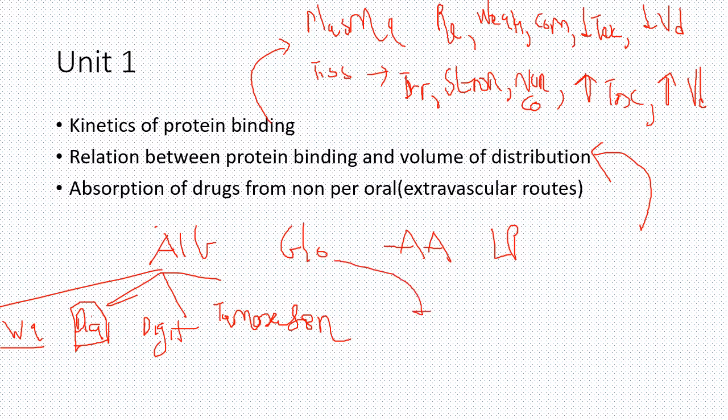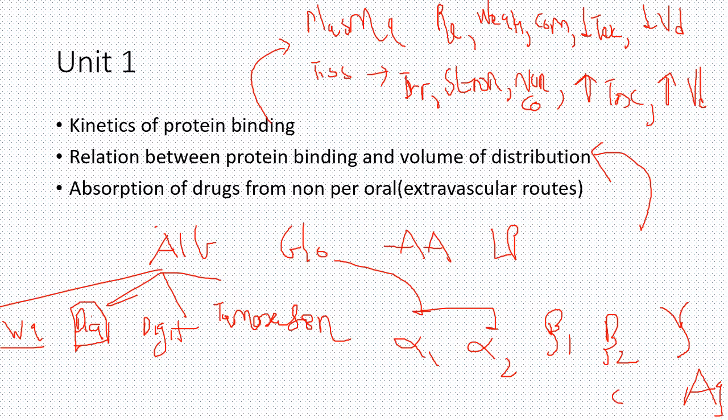Globulin. Speaking about globulin, they have basically five types of globulin: alpha 1, alpha 2, beta 1, beta 2, and gamma. In gamma, basically the binding is of antigens. In beta 2, the binding is of carotenoids. Beta 1, the binding is of the transferrin. Alpha 1, vitamin B12. Alpha 2, all fat soluble vitamins, that is A, D, E, K.